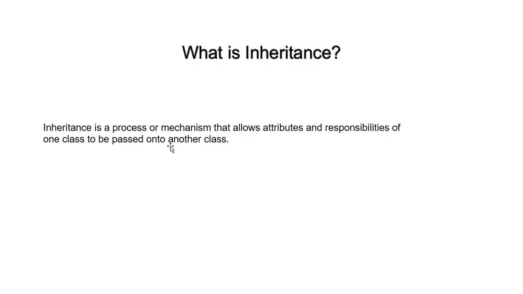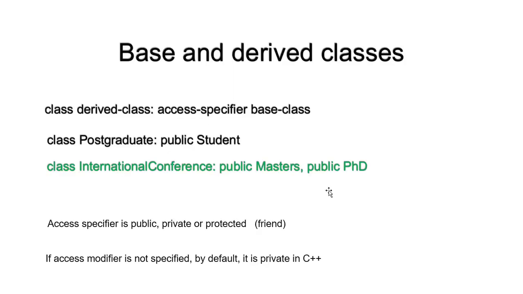Inheritance is a process or mechanism that allows attributes and responsibilities of one class to be passed on to another class in object-oriented design or in object-oriented programming. In other words, one class takes on the attributes and behaviors of another class. The class taking on the attributes of another is called the subclass, while the class the attributes and behaviors are being inherited from is called the superclass.